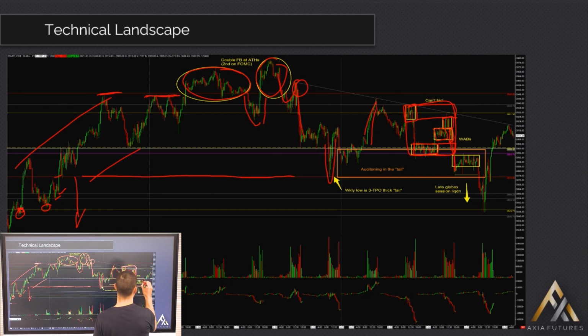Then we go, all right, we had a liquidation on the Wednesday evening, which brought us down here, and the market's then auctioned this zone. And it's auctioned that zone for a very long time.